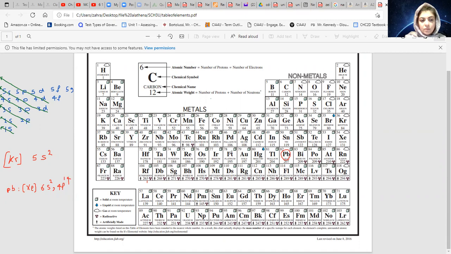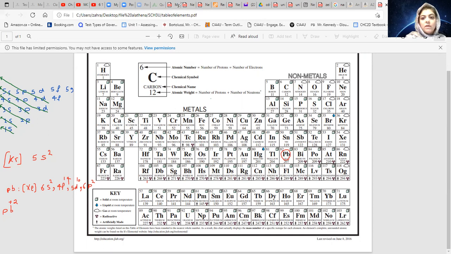And then we go to the d orbital, right? It's going to be 1 less than the period, so it's going to be 5d10. And then after that, 2 more for the p orbital, so it's 6p2. If you want to do Pb2+, lead is plus 2, so you have to take away from the highest level of energy, which is 6p. This will be gone.